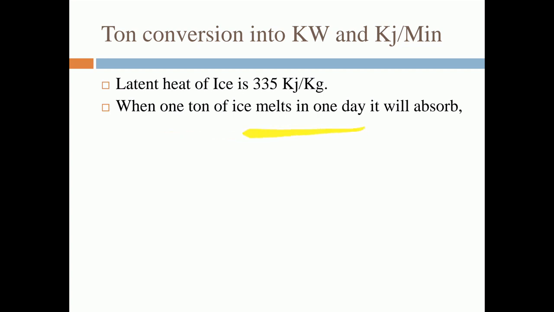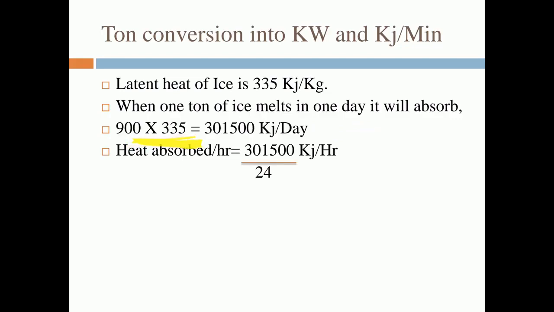When 1 ton of ice melts in 1 day, it will absorb 900 into 335. This 335 is for 1 kg. Now we are melting 1 ton of ice, so we have to take 900 kg. As we already know, 1 ton is equal to 1000 kg, but when this unit was formed, 1 ton was considered as 900 kg. So we take 900 kg here, and 335 is the latent heat. When we multiply this data, we get 301500 kilojoule per day. Now, what is the amount of heat absorbed or refrigerating effect produced per hour?